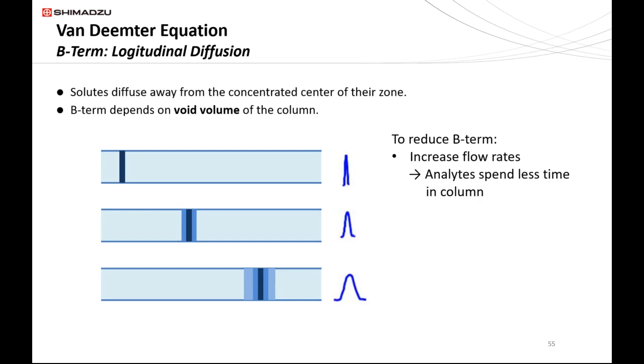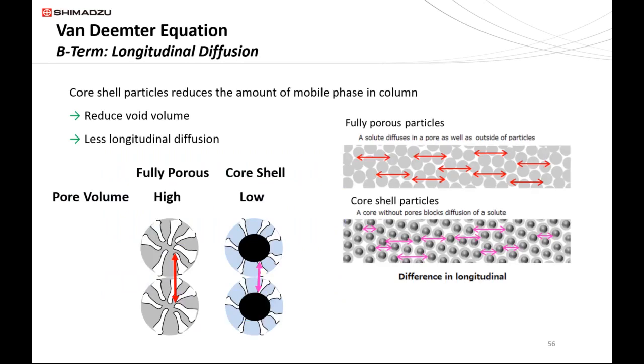The other method to reduce the B term is to reduce void volume, and this is exactly what the core shell column does. Because the center of the core shell particle is non-porous, the pore volume and thus the void volume is lower compared to the fully porous particle, and this greatly reduces the longitudinal diffusion B term, improving the column efficiency.